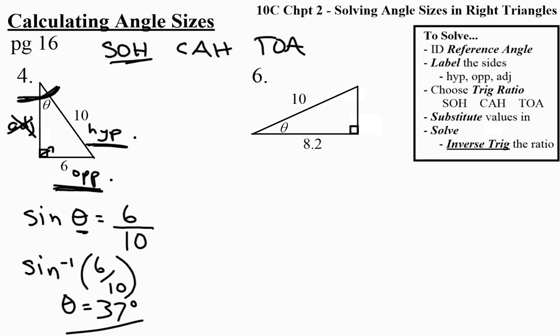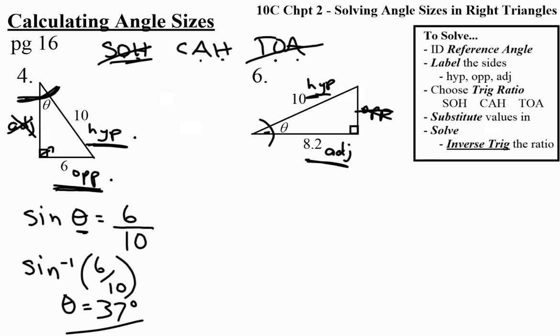Number 6, reference angle, theta. Label, opposite the 90, hypotenuse. Across from the reference angle is opposite. Leaves us with the adjacent. I have adjacent and hypotenuse. Opposite does nothing. Adjacent and hypotenuse.